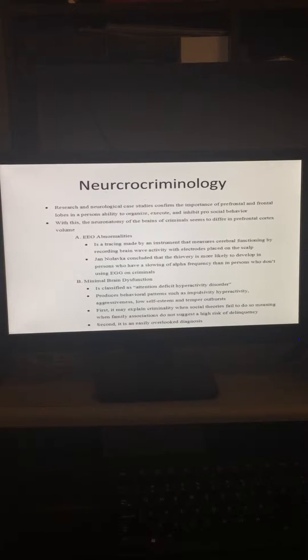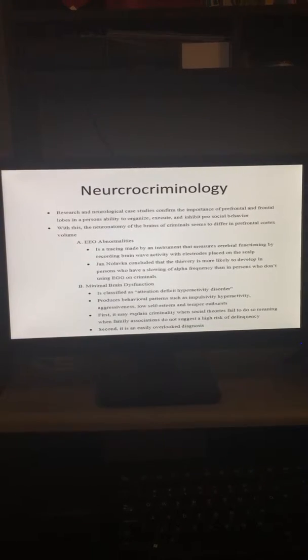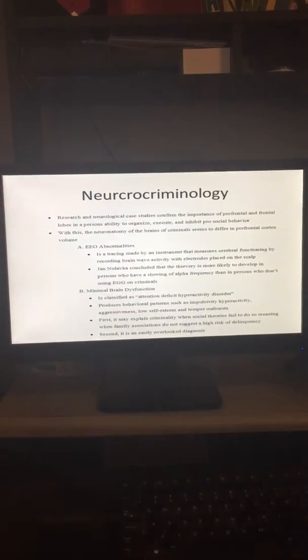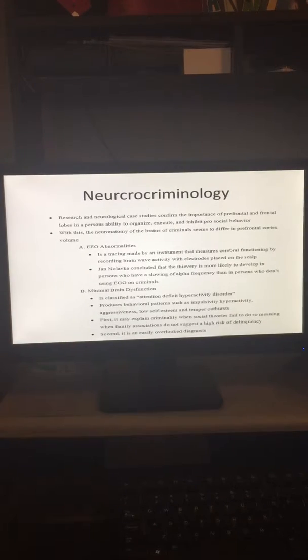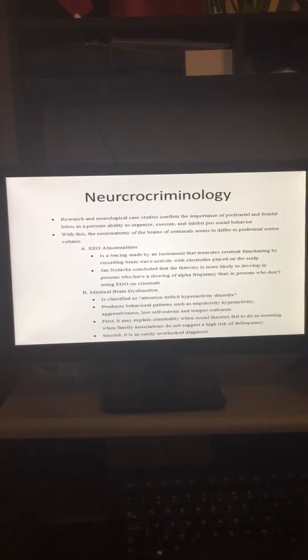Neurocriminology. Research and neurological case studies confirm the importance of the prefrontal and frontal lobes in a person's ability to organize, execute, and inhibit prosocial behavior. With this, the neuroanatomy of the brains of criminals seems to differ in prefrontal cortex volume.